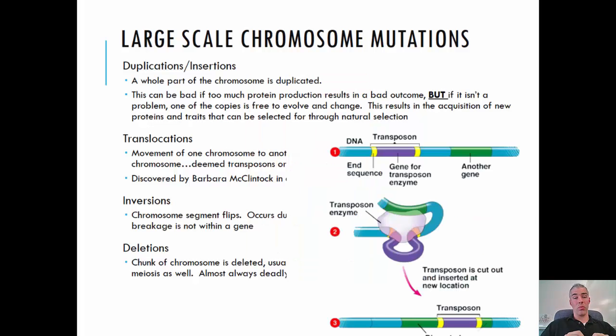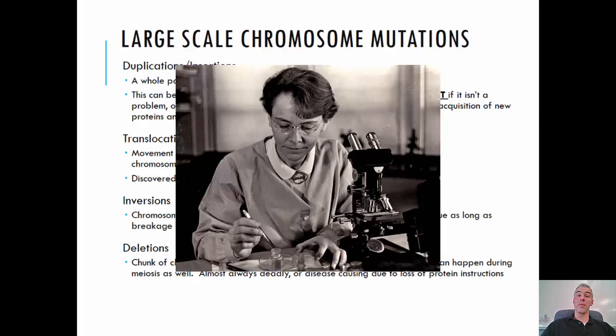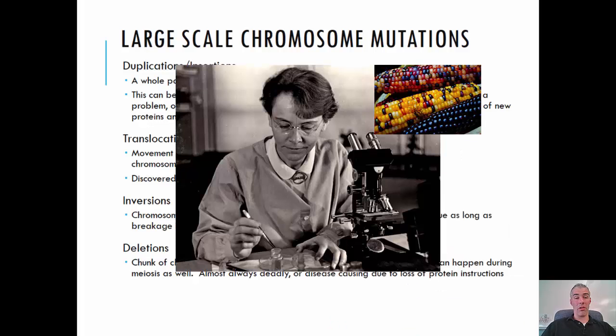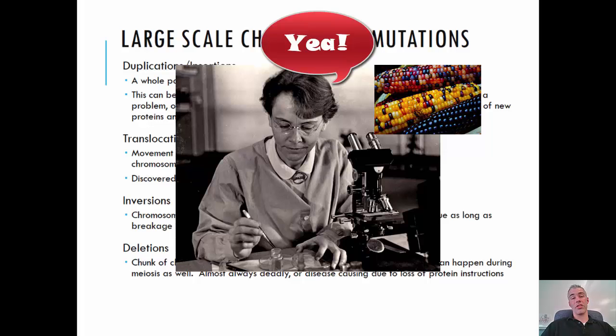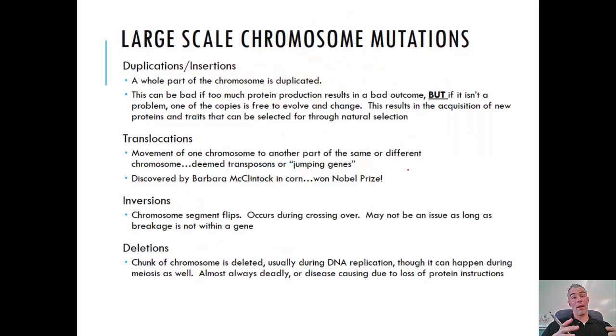Translocation events, that's when you move one part of a chromosome to another part. They're sometimes called jumping genes, and actually a scientist by the name of Barbara McClintock discovered these in corn and won the Nobel Prize because of it. Again, translocation events, you can either copy a whole set of genes and move them to another chromosome, or sometimes you can just cut it out completely and move it somewhere else as well. And this happens in the body, it just happens randomly.